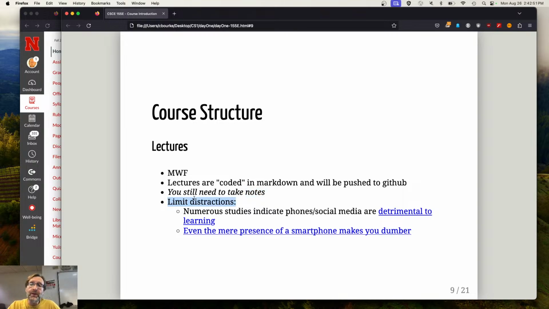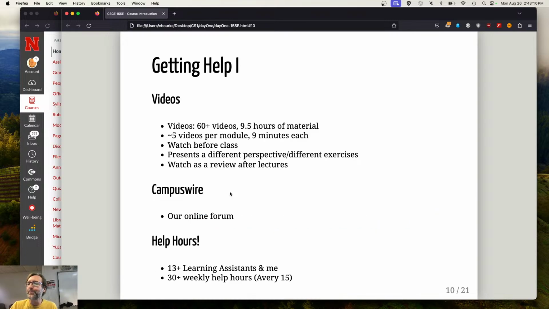And also limit distractions. Again, even though I'm recording it, even though I post the notes, numerous studies have indicated that phones, social media, even the mere presence of a smartphone make you dumber, right? In other words, you're not actually paying attention. You can't just absorb the material by osmosis or whatever, right?